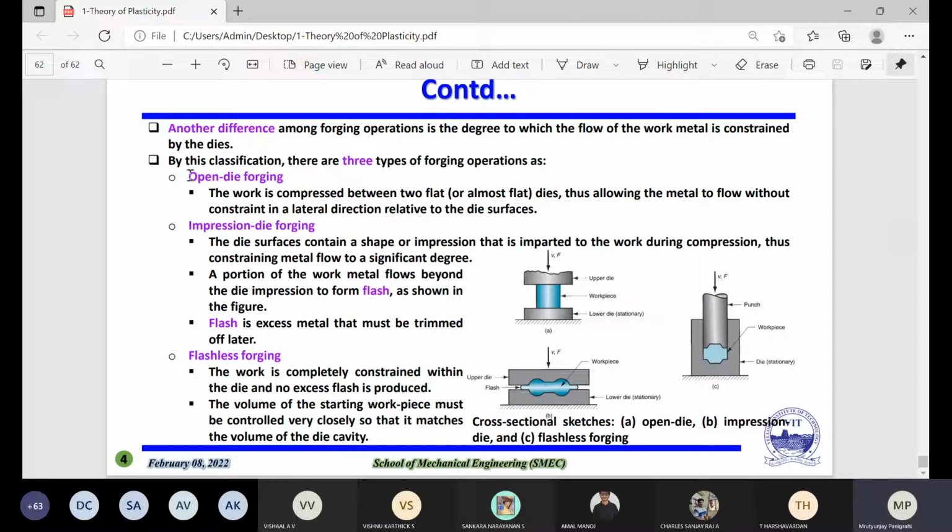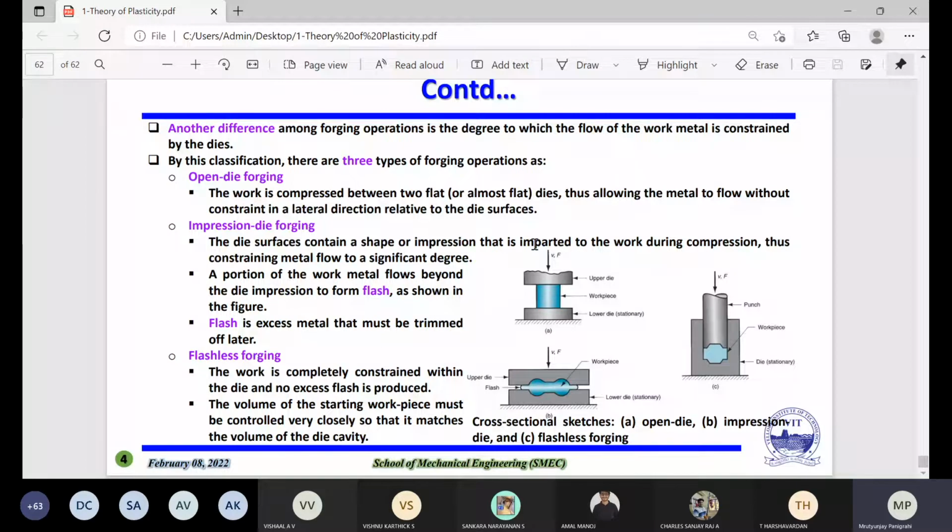Okay, so one is known as open die forging, the second is known as impression die forging, and the third is known as flashless forging. I have given three schematic diagrams here, and also one line I have mentioned here. In open die forging, the work is compressed between two flat or almost flat dies, thus allowing the metal to flow without constraint in a lateral direction relative to the die surface.